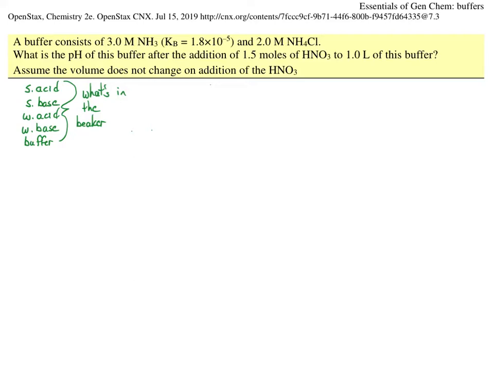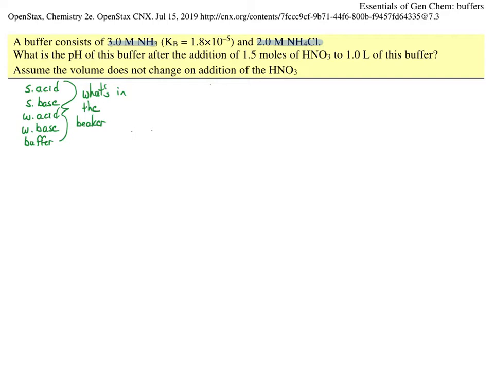We're asked to calculate the concentration of a solution. Let's first identify what type of solution it is so that we can determine the calculations we need to do. We see we have a pretty high concentration of ammonia. Ammonia is a weak base. And we have a pretty high concentration of ammonium chloride.